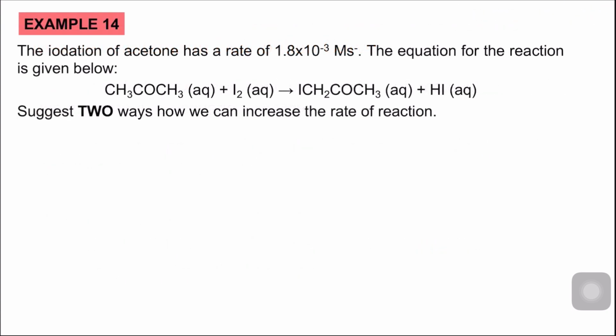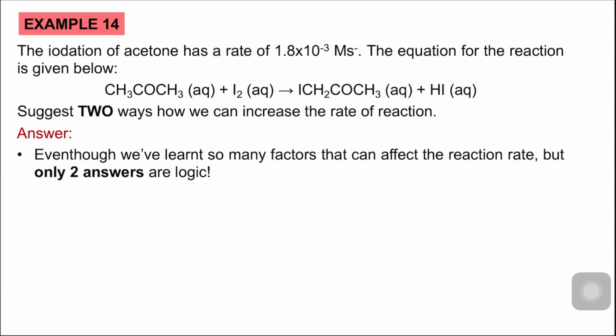Let's try one example for these factors. So saya ada iodation of acetone with rate adalah this one. And then the equation is given. It asks you to suggest two ways how we can increase the rate of reaction. So untuk this answer, awak kena explain sedikit lah sebab dia minta awak suggest two ways. Even though we've learned so many factors that can affect the reaction rate, hanya dua sahaja jawapan yang logik untuk kita terima bagi soalan ini.